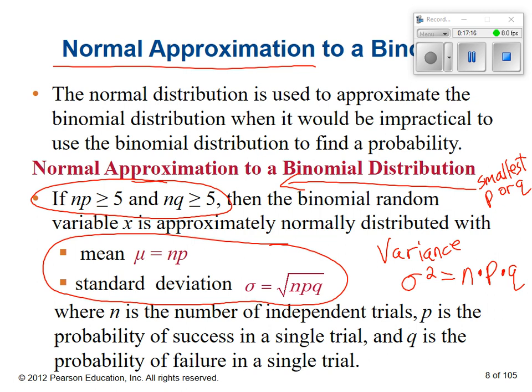So in other words, if I gave you something like this, tell me an N. 7. And then tell me a probability. 0.37. All right. What would Q be then? 0.63. Now, instead of multiplying this times 7 and this times 7 and seeing if either one of them is smaller than 5, just take the smaller one. What's 7 times 0.37? 0.59.